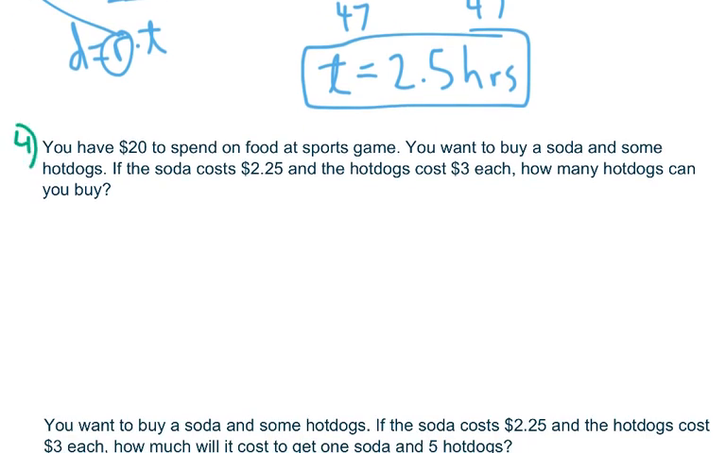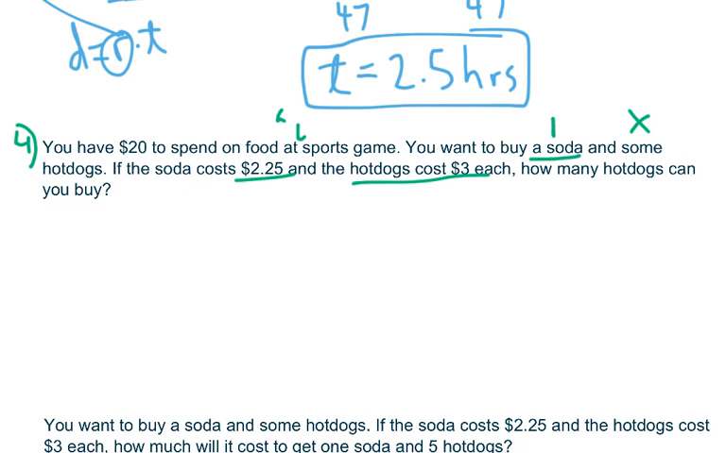So this is number 4. You have $20 to spend on food at a sports game. You want to buy a soda and some hot dogs. So notice how it says you want to buy a soda, so that means one, and some hot dogs. Well, we don't know how many. If the soda costs $2.25 and hot dogs are $3 each, how many hot dogs can you buy?